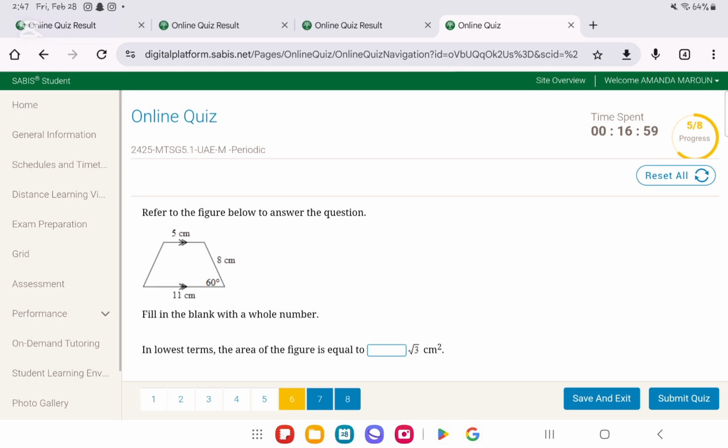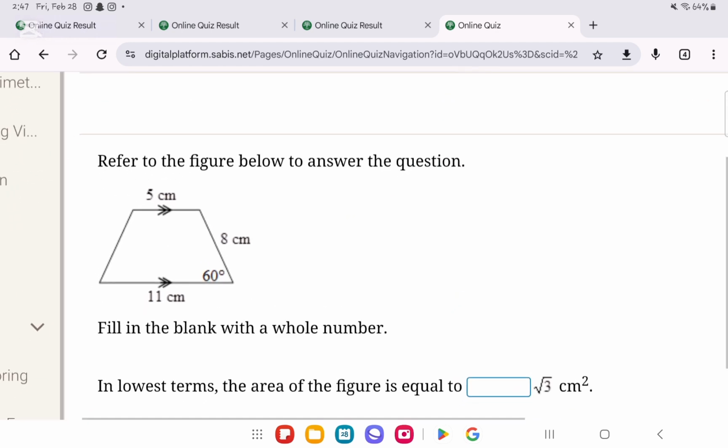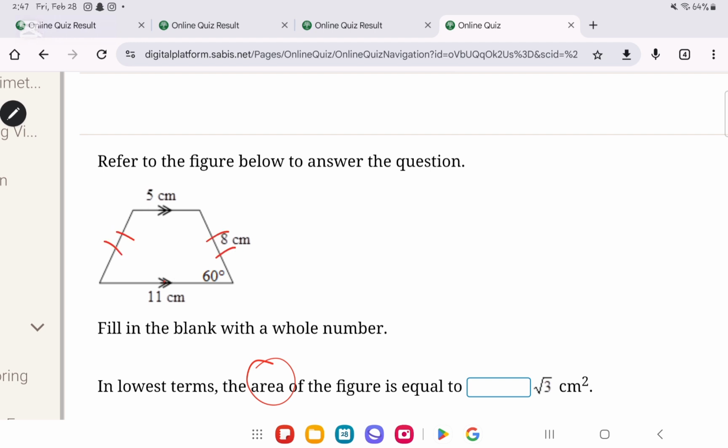We move on to question number 6, which again is a similar question to question number 2. So question number 6, they need us to find the area of this figure. Again, we know these are parallel, so if they are parallel, this has to be equidistant to this, so this is also 8 centimeters. We cut them into 2 triangles.